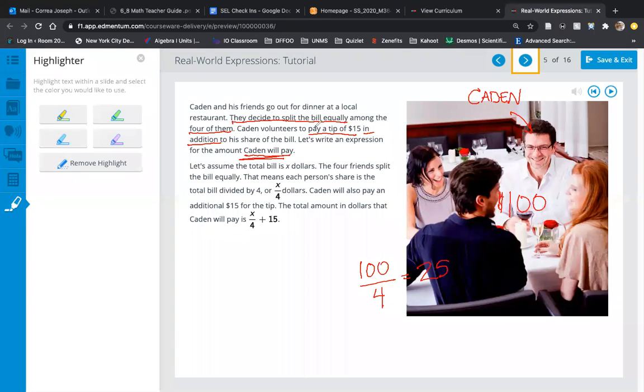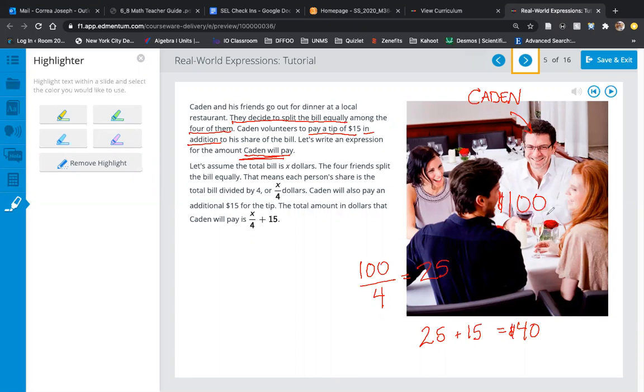So this tip is not split amongst everybody. This is only what Caden is paying, right? So Caden is in fact gonna pay the $25 plus the $15 tip. He's gonna end up paying $40, right? That's how much he pays.